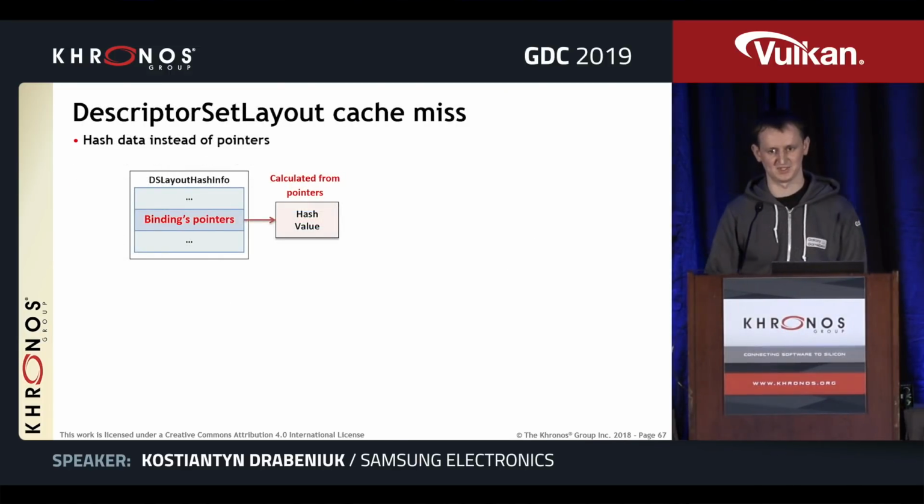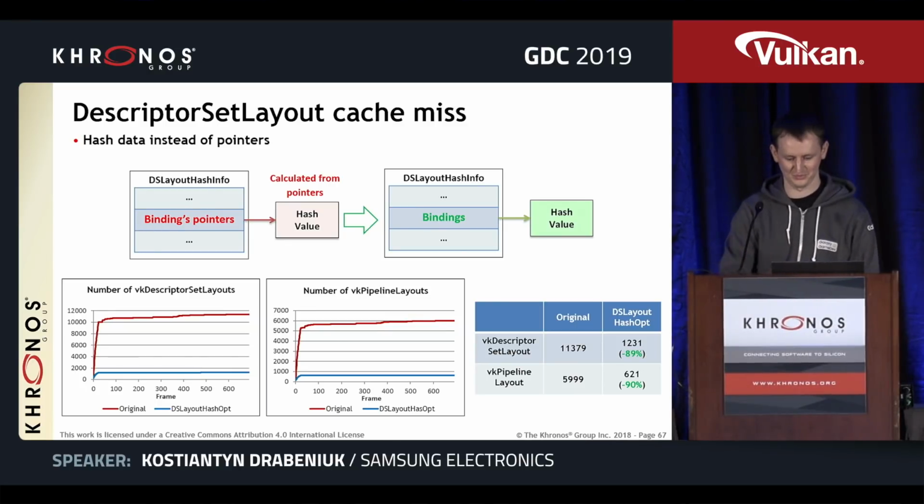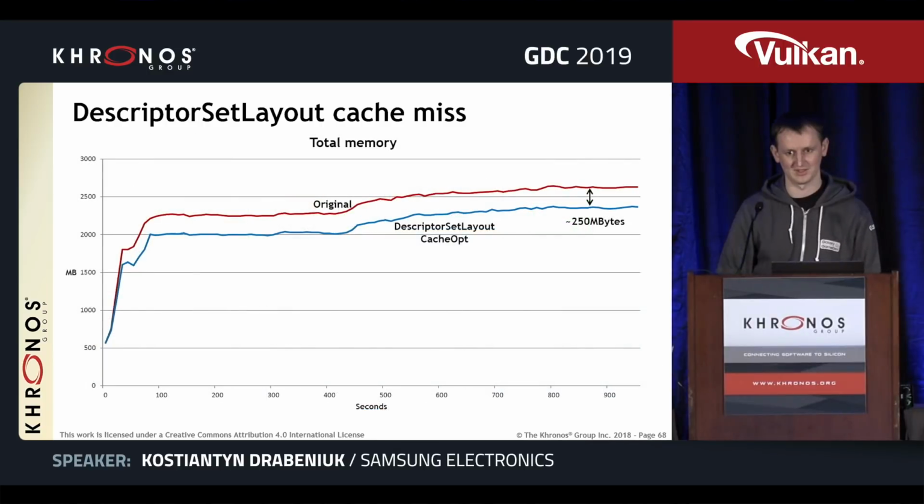And we also faced the same problem with the descriptor set layout cache. So now we are using actual bindings instead of pointers to bindings. And the descriptor set layout and pipeline layout counts were dramatically reduced. It also helped us to save some memory.